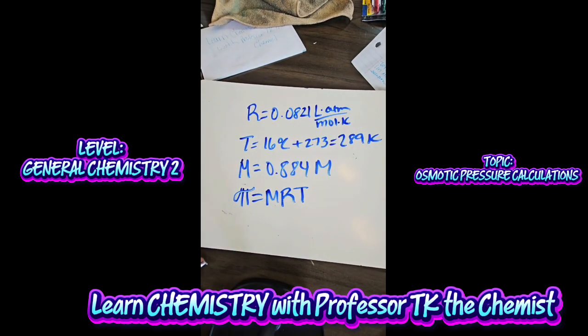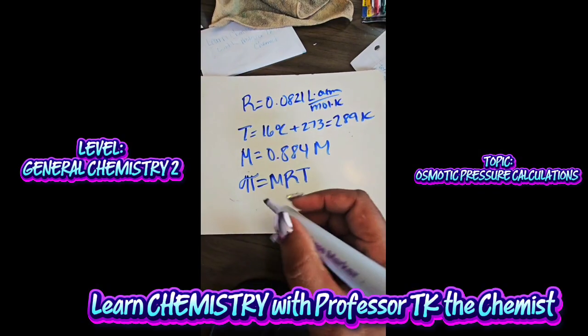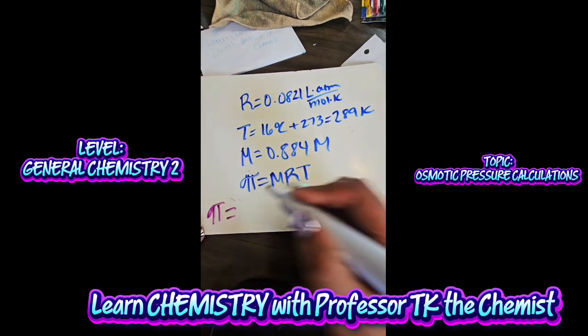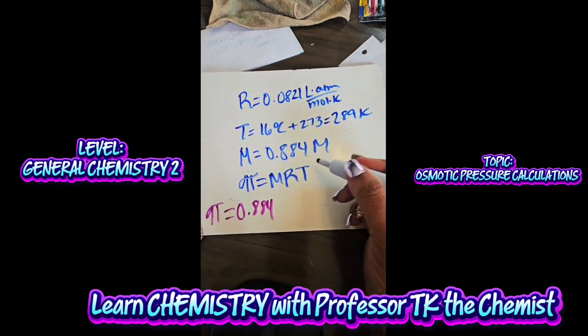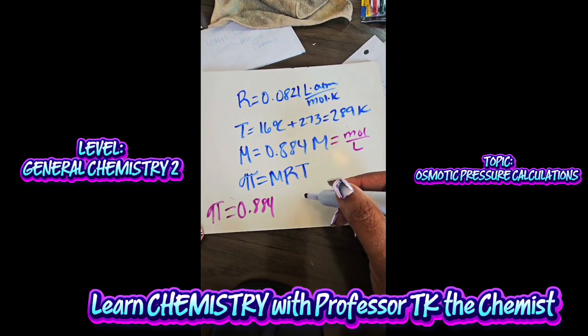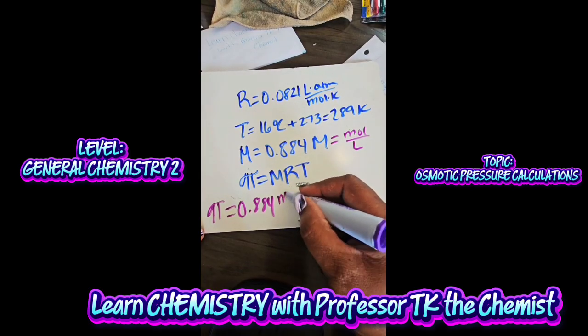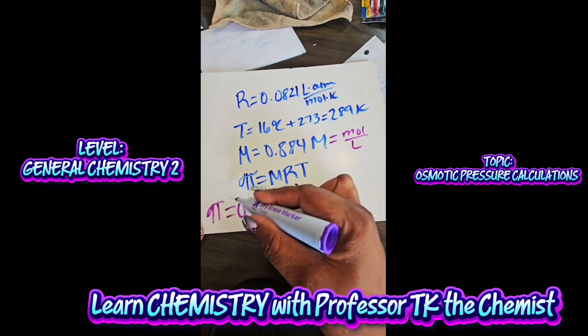So all you need to do, guys, is plug those numbers in and cancel out your like terms. So let's go ahead and plug them in, and I'm going to bring up my calculator to see if we are on the right track. I'm going to start over here so I can have some space. My M is 0.884. The units for molarity is moles per liter, so I put moles per liter right here, replacing my M.